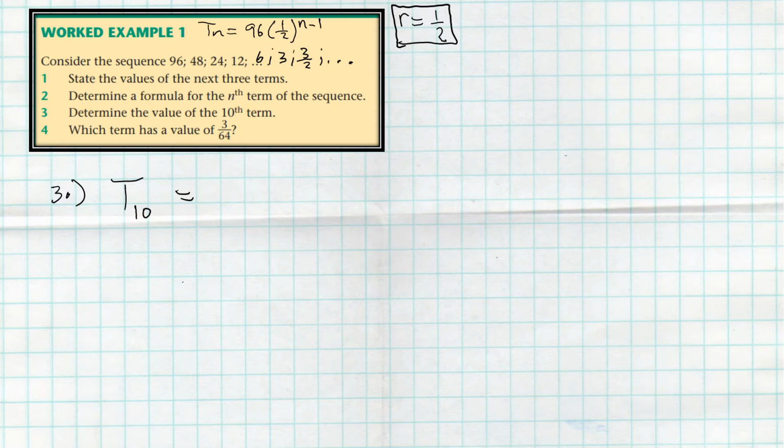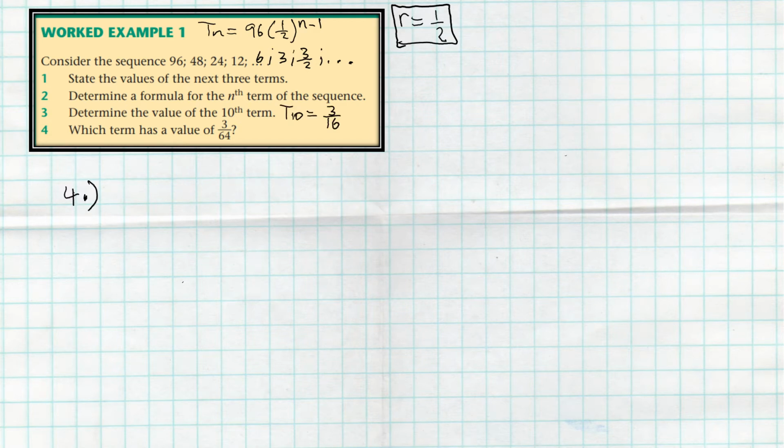So in our general formula, which is 96 into 1 over 2 exponent n minus 1, where there is n, we're going to put 10. So it's 10 minus 1, because it's n minus 1. Then we simplify that and get the answer for our 10th term. When I use my calculator, it's giving me 3 over 16. So 3 over 16 is our 10th term.